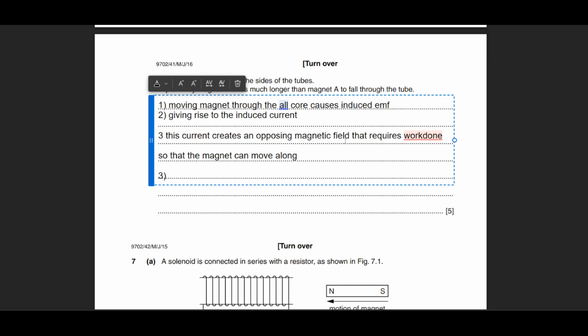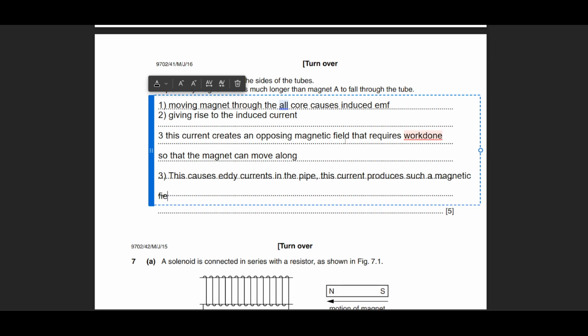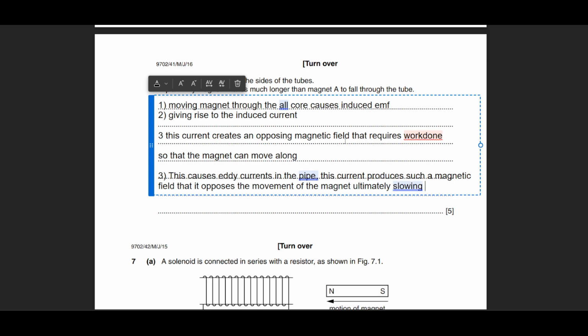Please don't forget about it. So the first 2 points are exactly going to be the same, but we're going to change the answer at this point. So, giving rise to an induced current, this causes eddy currents in the pipe. This current produces such a magnetic field that it opposes the movement of the magnet itself, ultimately slowing it down, as I've explained in the theory as well.